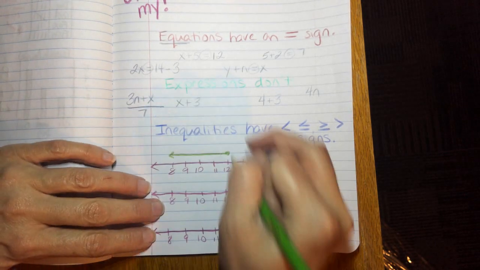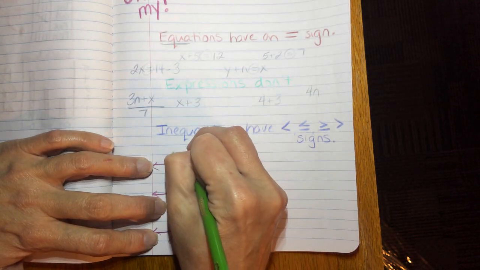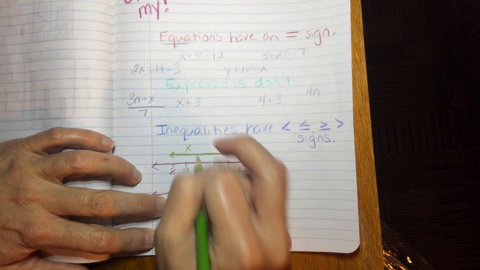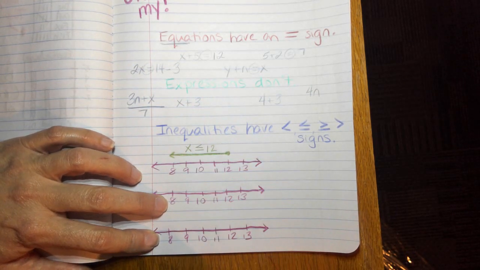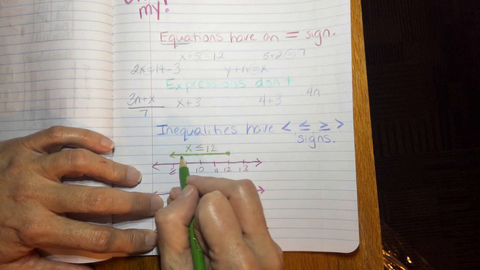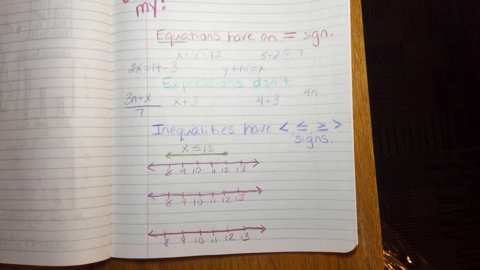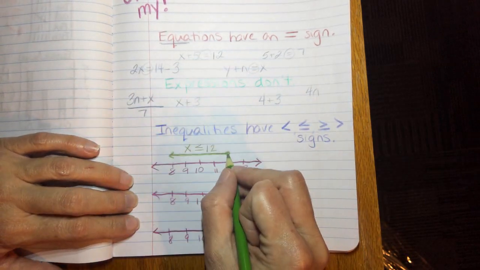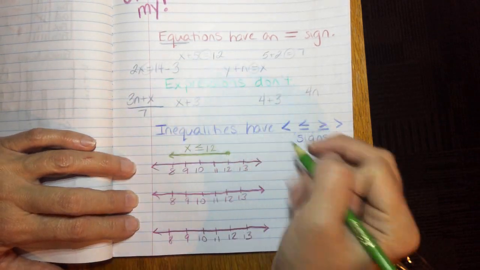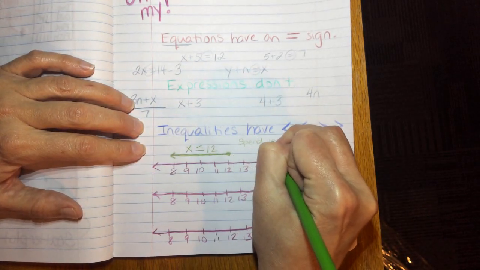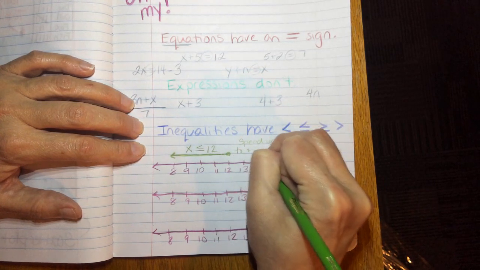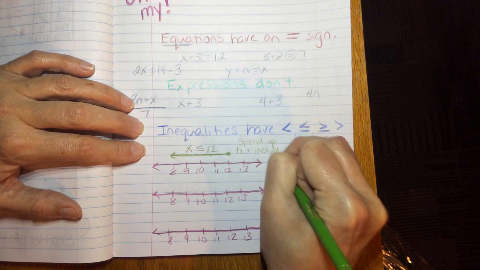All right, so this line shows that what I'm willing to pay, X, is less than or equal to 12, okay? Because it could include 12, but it's going to be less than, okay? So this would be buying a present. I can spend up to and including $12.